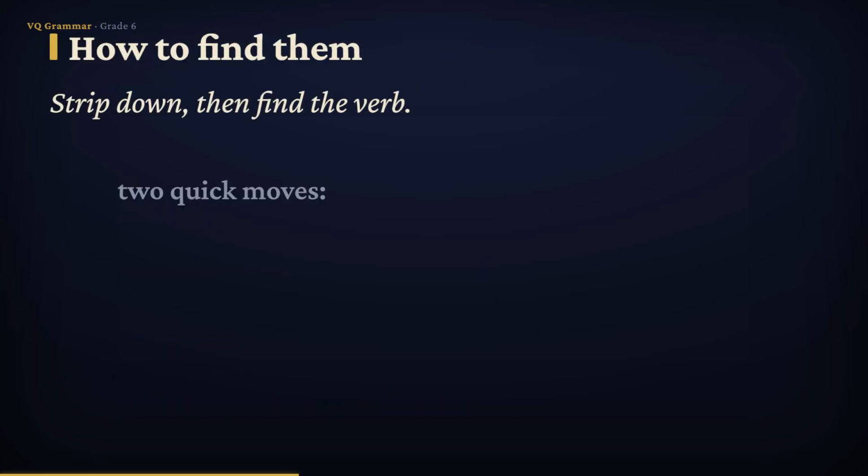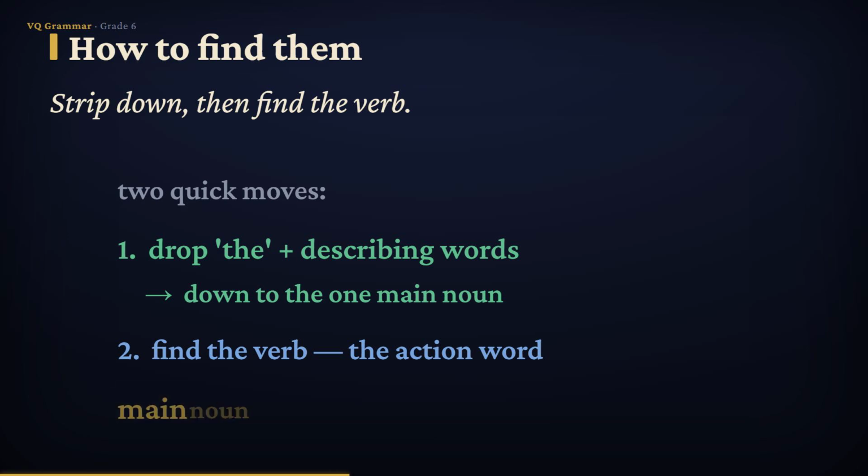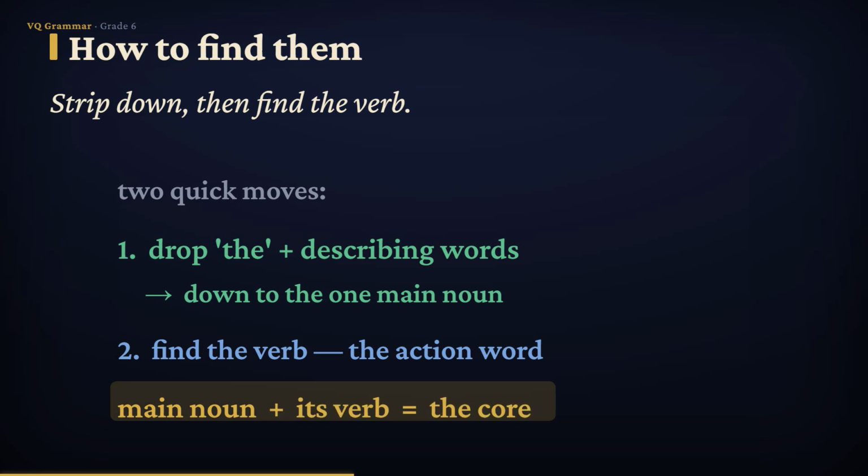So how do you actually find the simple subject and simple predicate? Two quick moves. First, in the subject part, drop the little word the and any describing words until you're down to the one main noun underneath. That noun is your simple subject. Second, in the predicate part, find the verb, the word that shows the action or the being. That verb is your simple predicate. Main noun plus its verb, and you've got the core of the sentence.